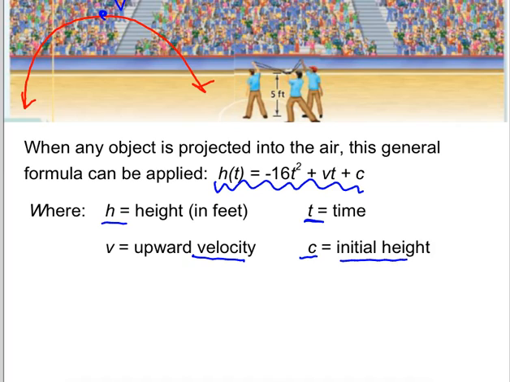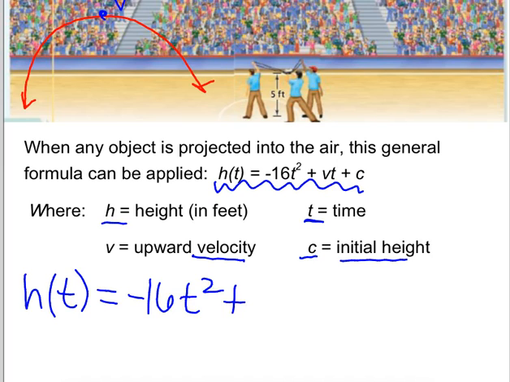Okay, so let's write our formula. It's going to start with H of T equals negative 16, because that's part of my formula. It stays. T squared plus, now what's my upward velocity?